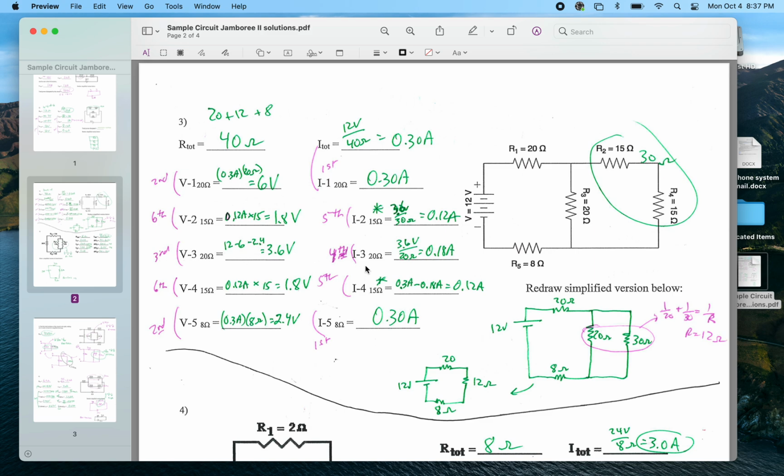The fourth thing is over here. Once I have the voltage of that branch and I know the resistance of that branch, I can divide that out with Ohm's law and get the current through that branch. So the current through this branch is 0.18 amps. The next thing I did is I figured out the current through this outer branch. Well, if the current coming into this junction here from the left is 0.3 amps, and I have 0.18 amps going down this middle branch, then I have 0.3 minus 0.18 or 0.12 amps going through the outer branch.